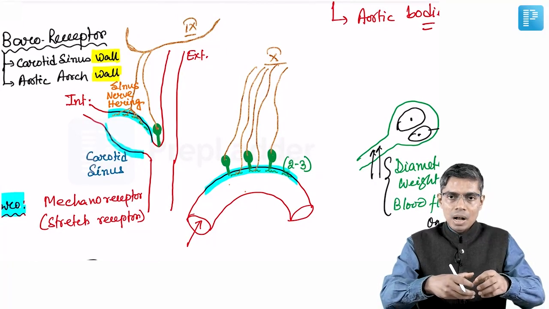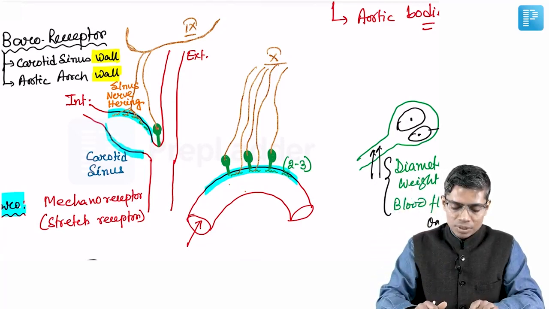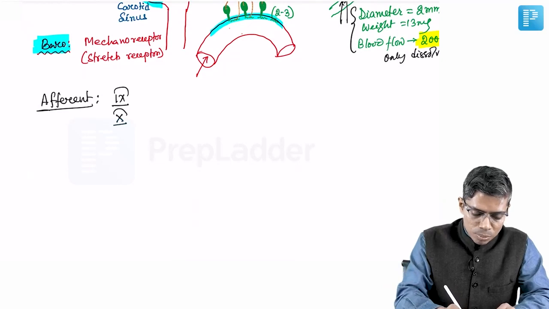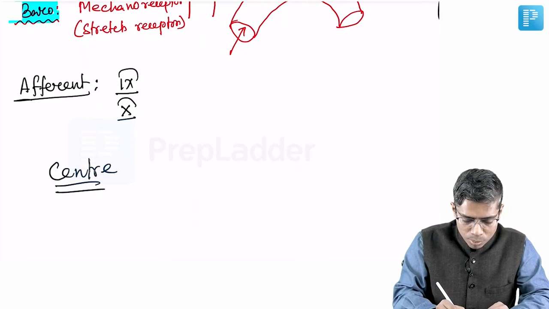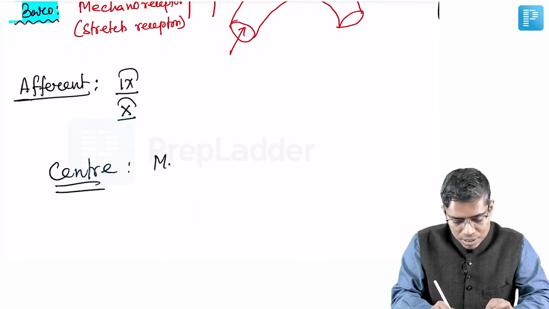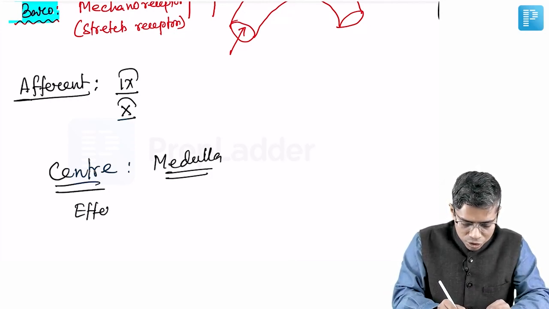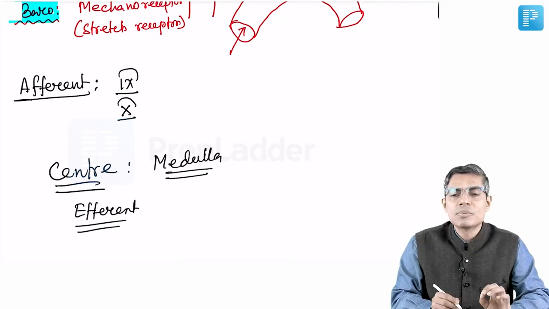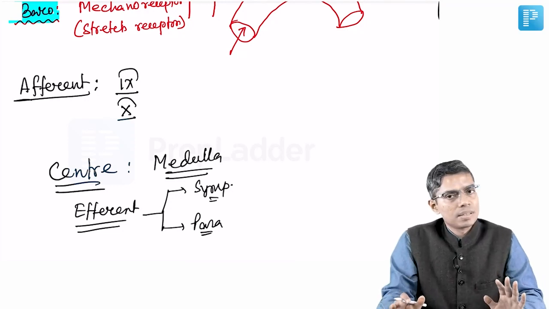Now afferent will bring the sensation from this periphery to the center in the CNS. So if I ask you where the center of both this baroreceptor and chemoreceptor is located, it is located at the level of the medulla. And from the medulla, the efferent through which the baro and chemoreceptors are going to act is nothing but your sympathetic system as well as your parasympathetic system, right? So getting my point?